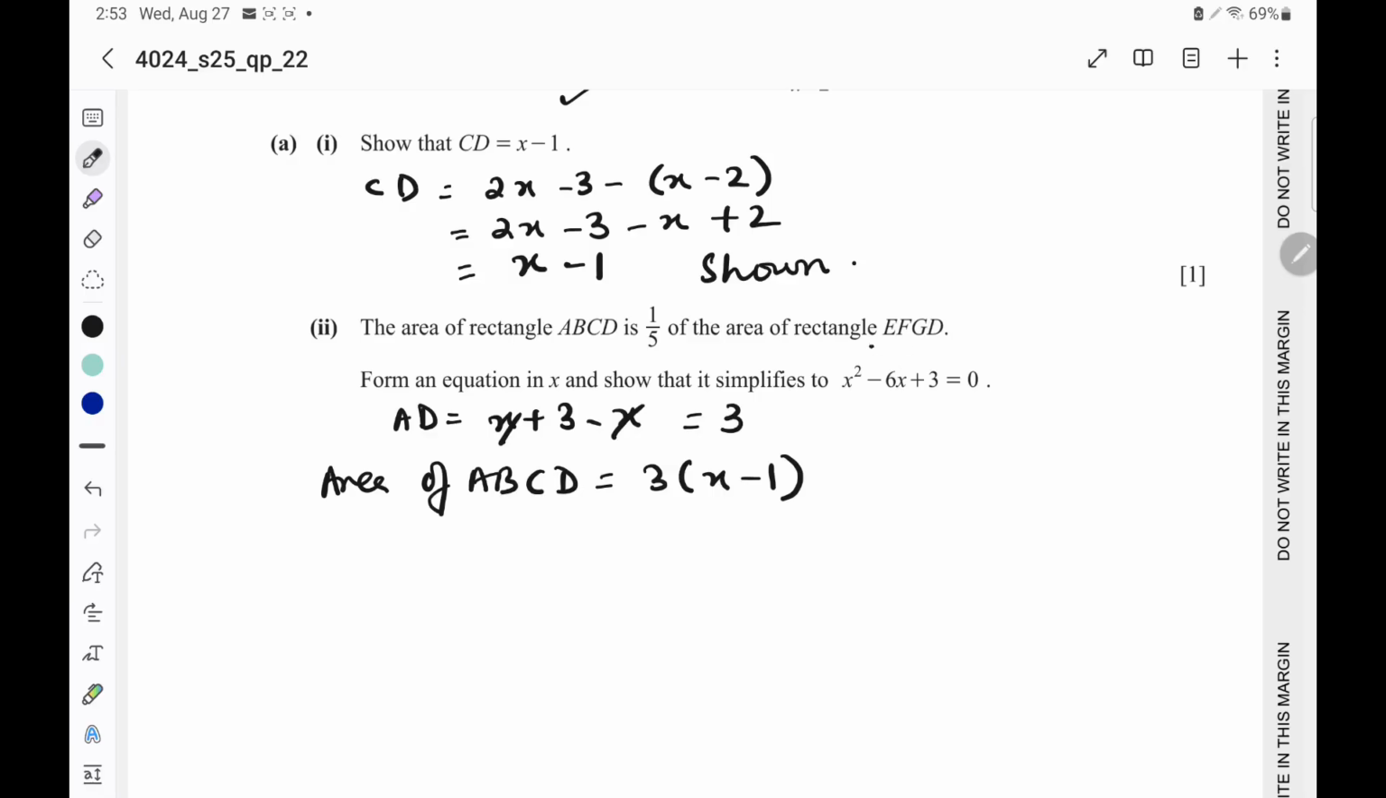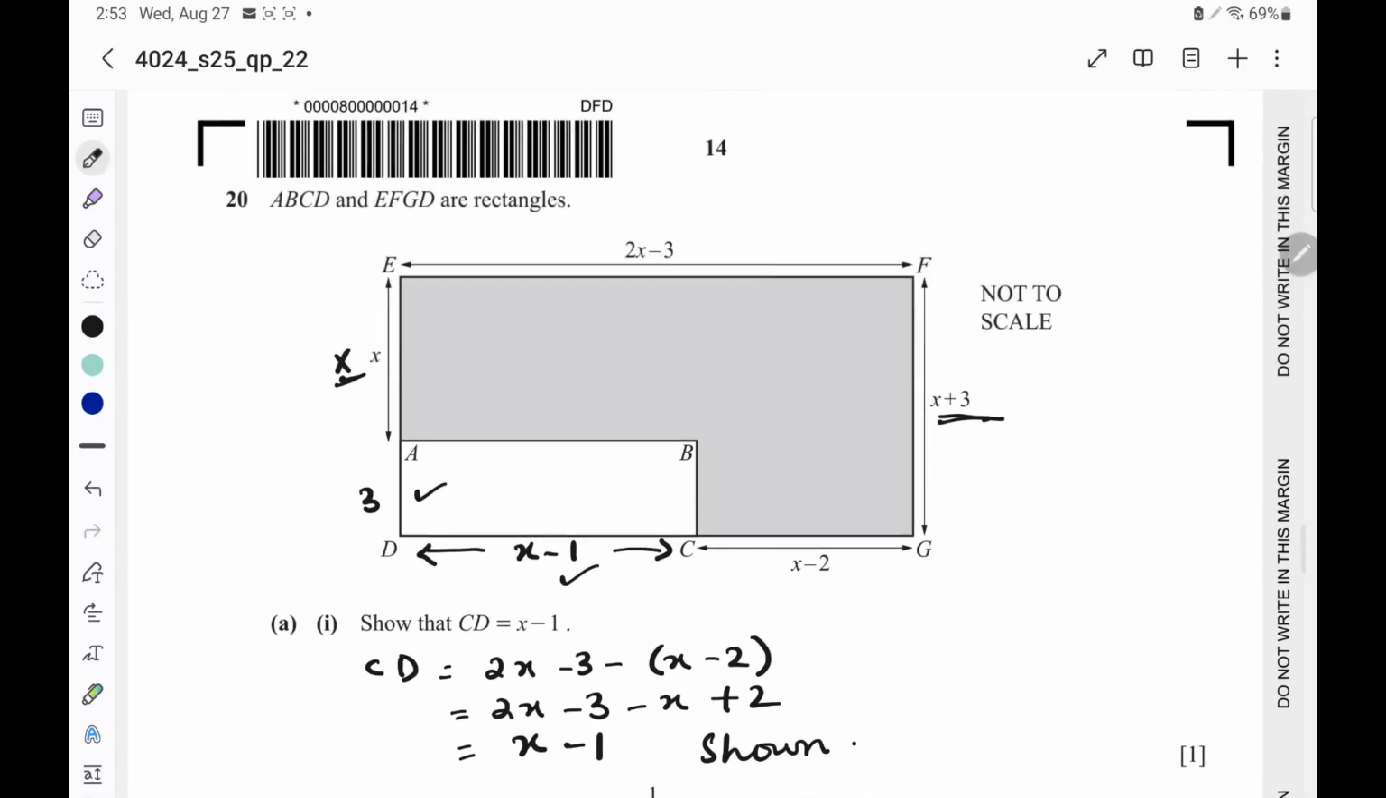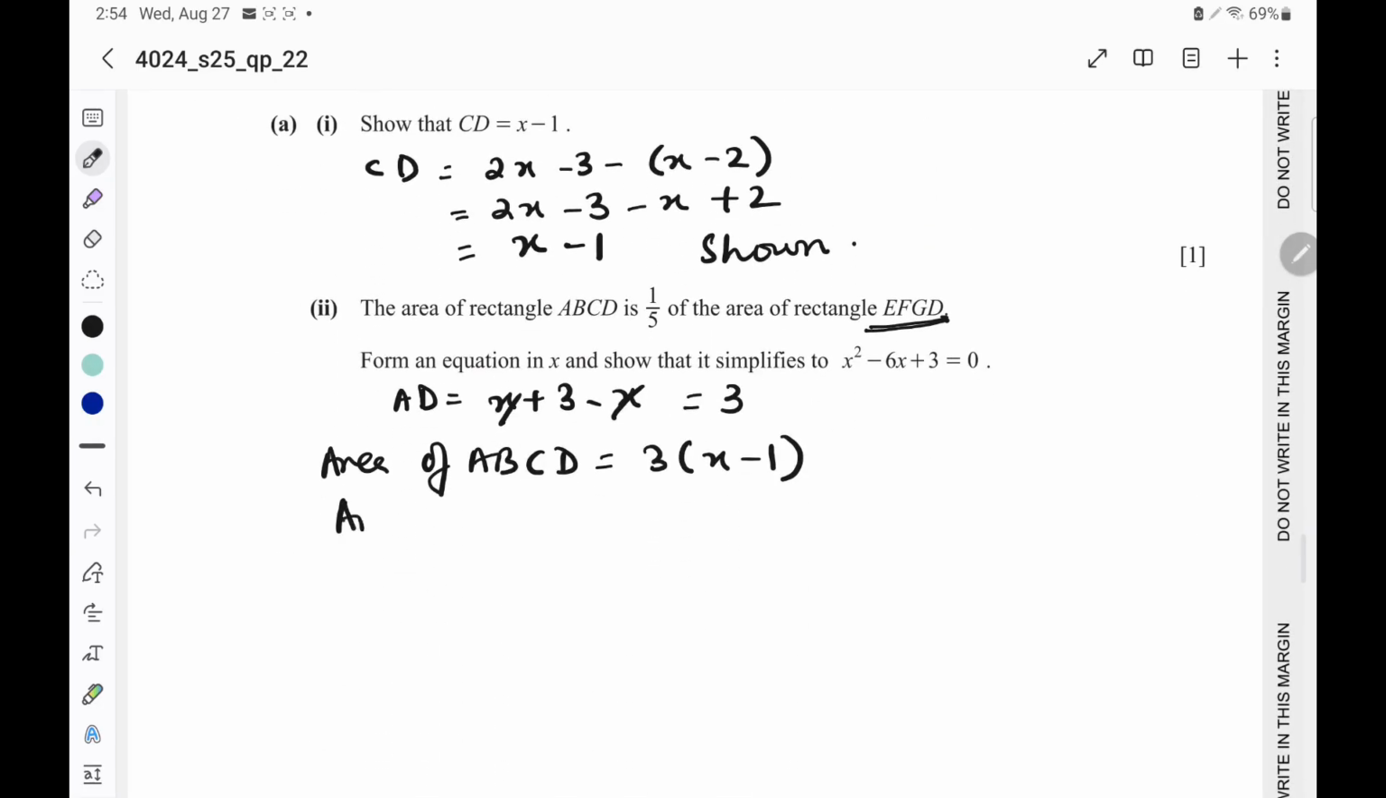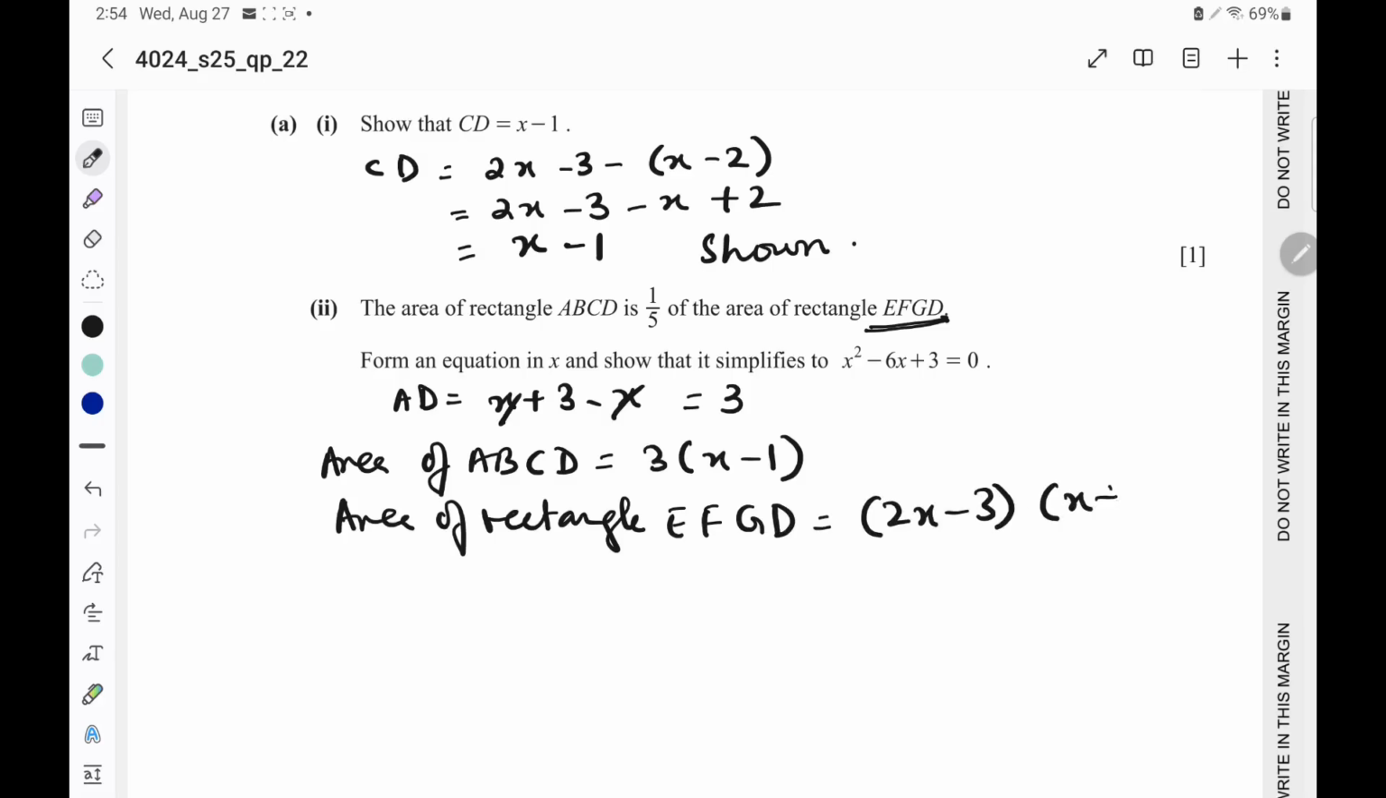Okay, then the area of the rectangle EFGD. Let's see what EFGD is. E to F to G to D, it's the whole thing. So what do you do? You are going to just multiply the whole 2x minus 3 by x plus 3. So the area of rectangle EFGD is equal to 2x minus 3 times x plus 3.